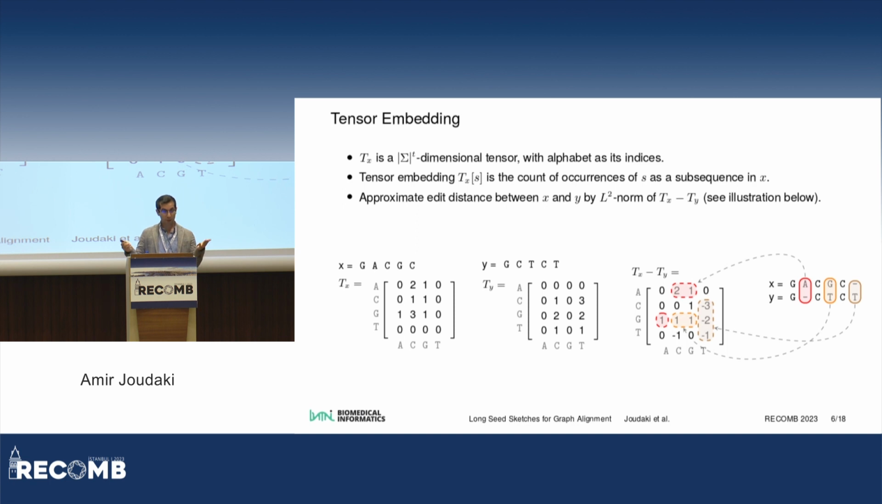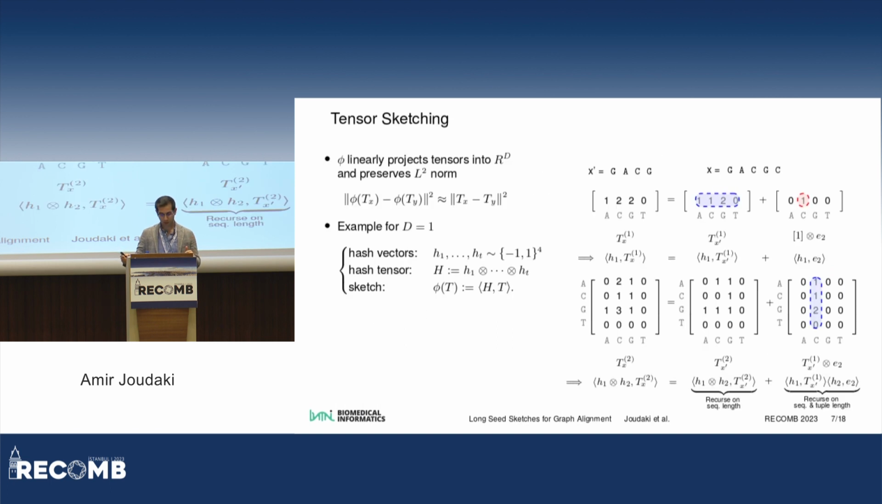However, these tensors could be potentially huge because if T is large, that could be exponential. And that's why we have the tensor sketching instead. So the first important property it has is that it's a linear projection from the tensor dimension to a constant D dimension. And importantly, it preserves the L2 norm. So that's what we saw intuitively, that it preserves the edit distance. And in this case, we can now map it to a lower dimension, and it still preserves that approximately.